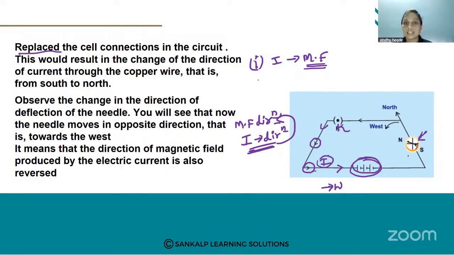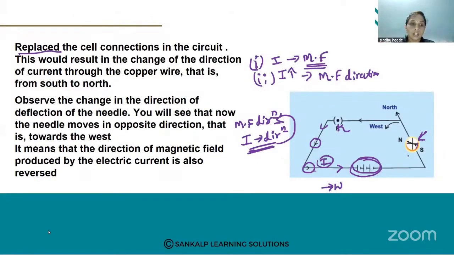Then what is the second concept? It is also very, very important. When the direction of flow of current changes, the magnetic field direction is also changed. This is also one of the important concepts. So these two concepts are very, very important.